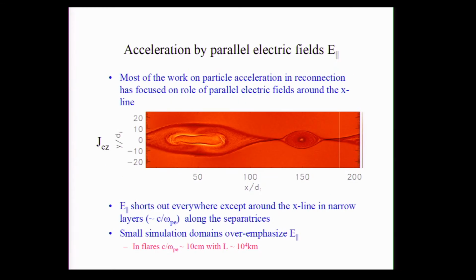Okay, so let's start talking about mechanisms. So much of the work on particle acceleration in reconnection has focused on the role of parallel electric fields around the X-line. Okay, so remember, flux is coming in here, it's coming in here. Moving flux creates an electric field which is out of the plane, and that drives current, and that can drive energetic particles. And this is a plot of that current, and you can see the black lines. The black lines are where there's large current, and that's where you have a large parallel electric field.